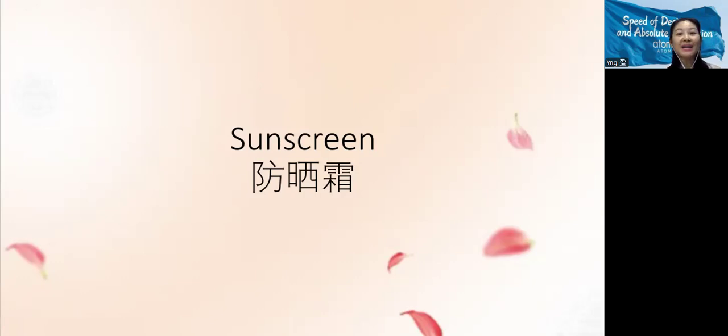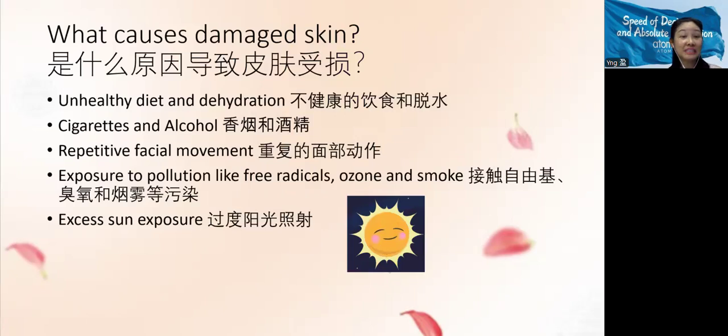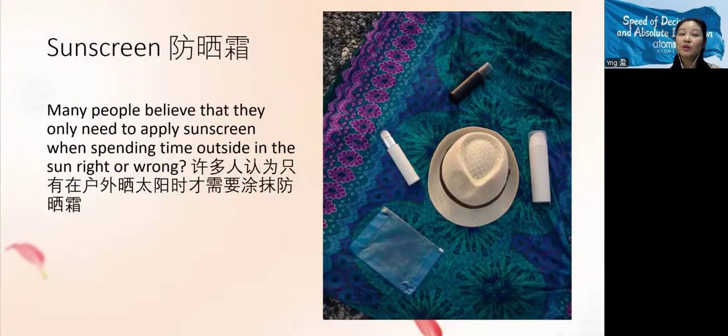Do we know what some of the causes of skin damage are? Things like unhealthy diet and dehydration, cigarettes and alcohol, repetitive facial movement, exposure to pollution like free radicals, ozone and smoke, and even excess sun exposure. All this can cause our skin to be damaged. And that's the reason why we need to talk about sunscreen.